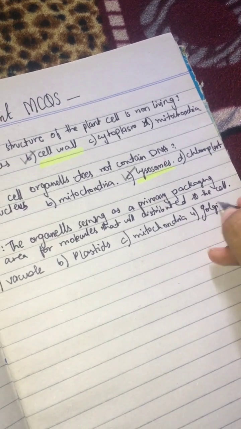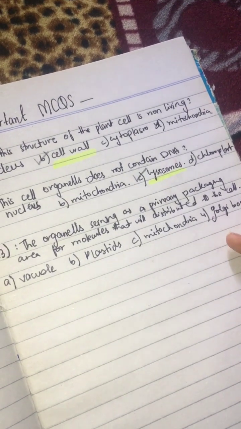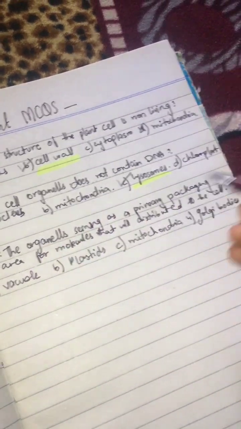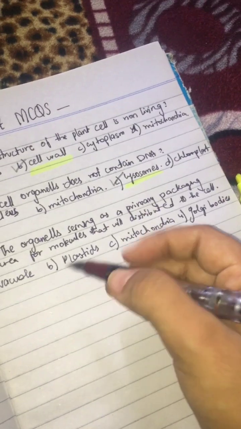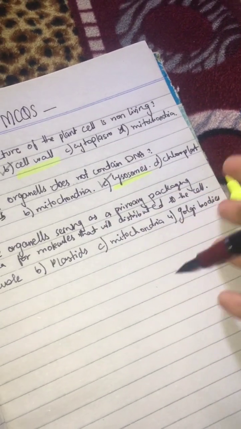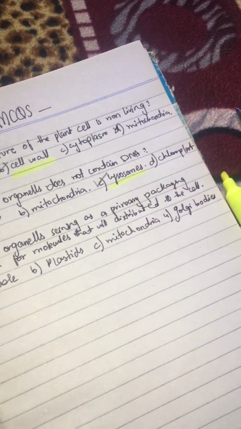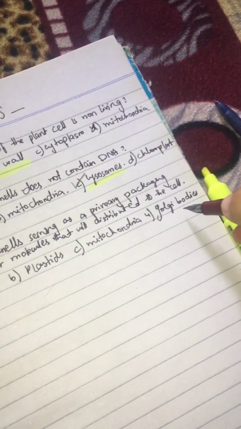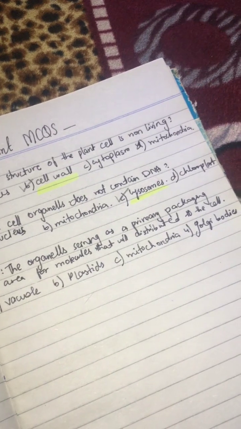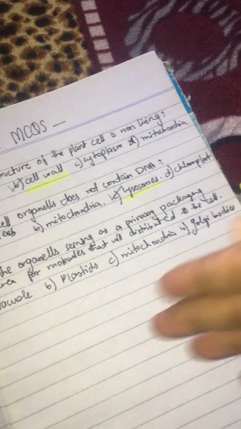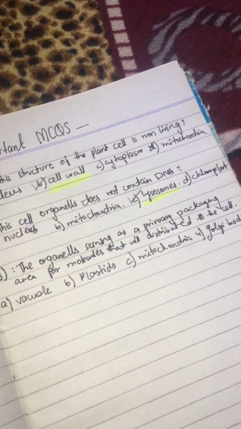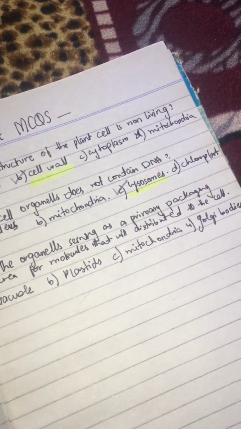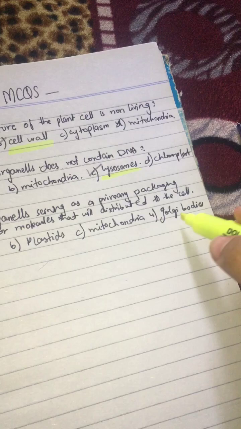So now listen to what this question is asking. The organelle serving as a primary packaging area for molecules that will be distributed throughout the cell. So vacuole, plastid, mitochondria are not the answer, only Golgi bodies, just because it has the work to package or combine all these molecules and distribute them throughout the cell. So here the right option is Golgi bodies.